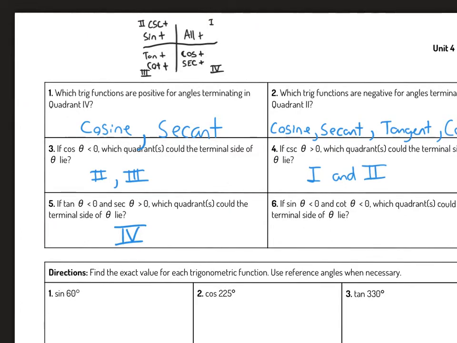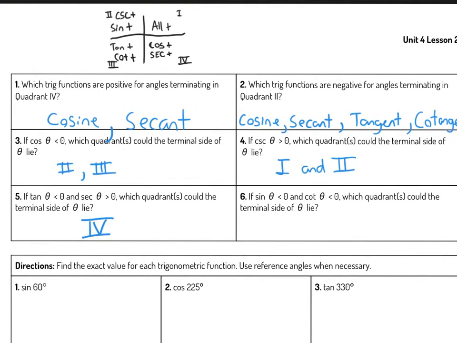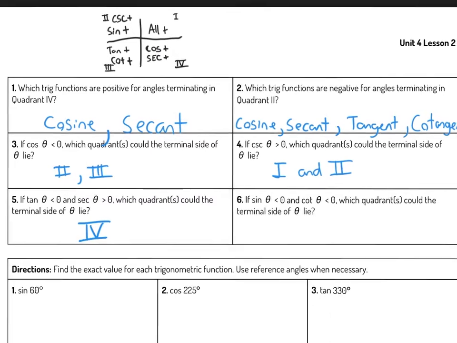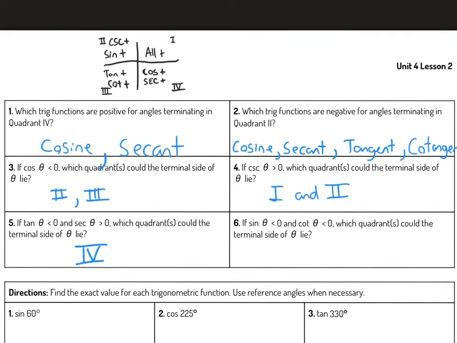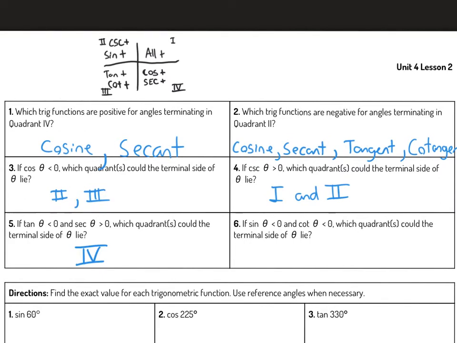And if the sine is negative and the cosine is negative and the cotangent is negative, in what quadrant could this terminal side be? Well, sine is negative in 3 and 4, and cotangent is negative in 4. So once again, our answer will be 4, quadrant 4.